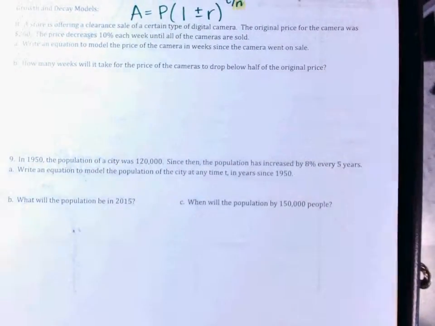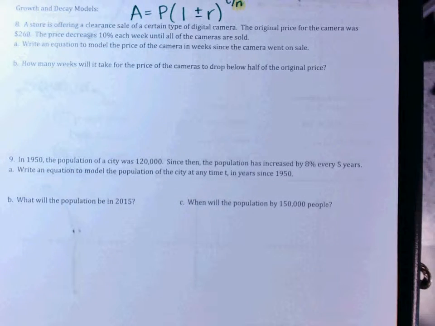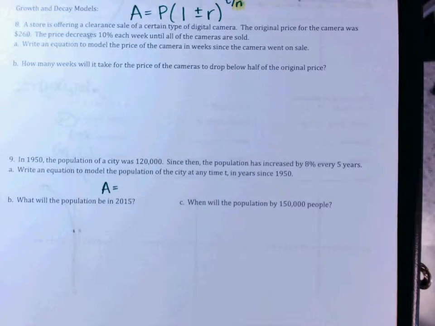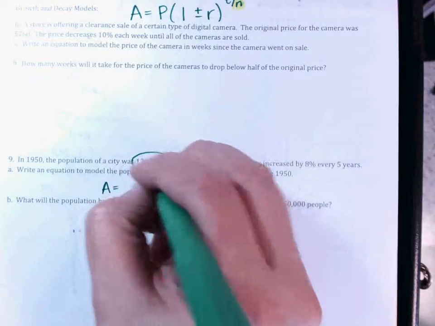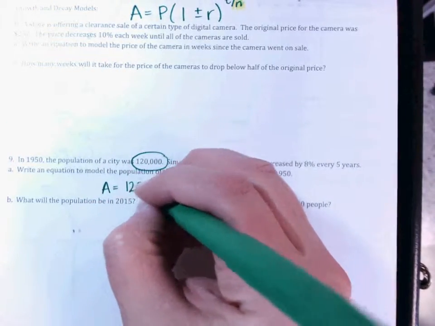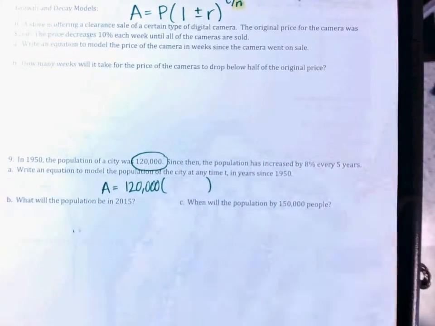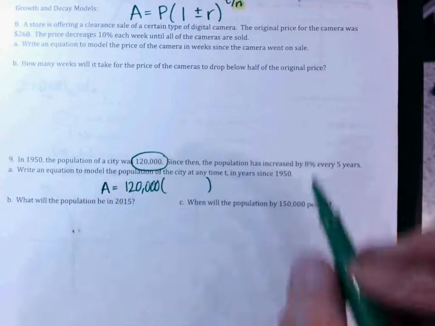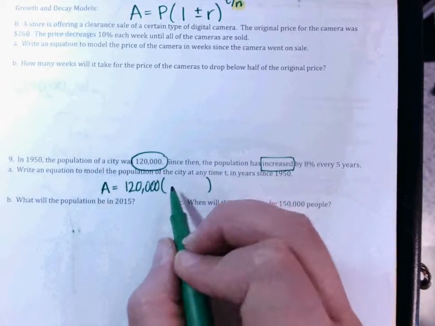It says, in 1950, the population was 120,000. Since then, the population has increased by 8% every 5 years. Okay, let's write our equation. A equals... What's my initial amount of people? Okay, 120,000. Now, I need to do either a 1 plus or a 1 minus as my base, based on if it's going up or down. Which one will it be here? 1 plus, because it's increased.